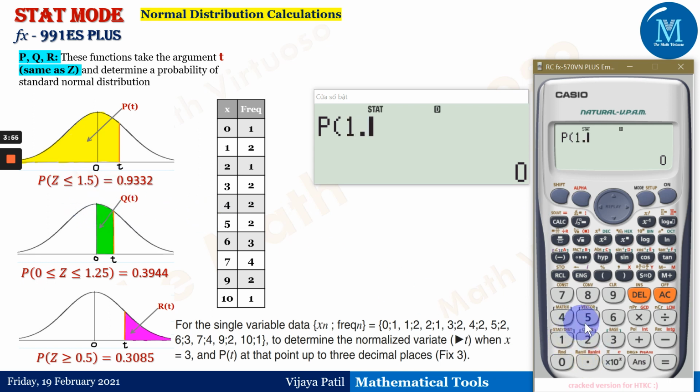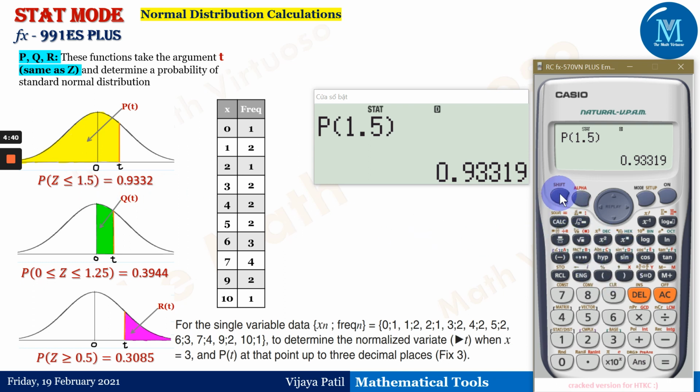1.5, round bracket complete, will give me the value 0.93319. Now this calculator mode is in Fix, because I'll be using this fix. Let me explain why the calculator is giving 0.9332: because it's 0.93319, and because of the fifth digit, that is 9, the last digit becomes 2. That is the law of approximation, rounding off, you can say. So P of 1.5 is nothing but probability of Z less than or equals to 1.5.